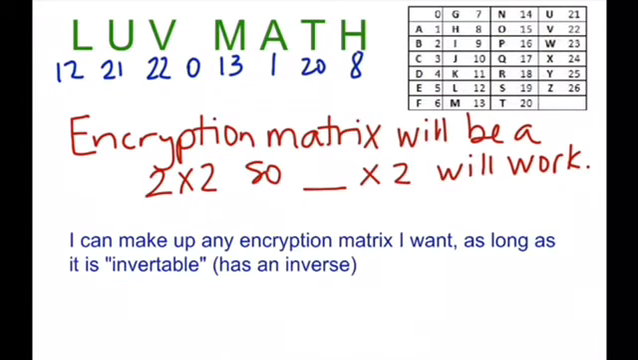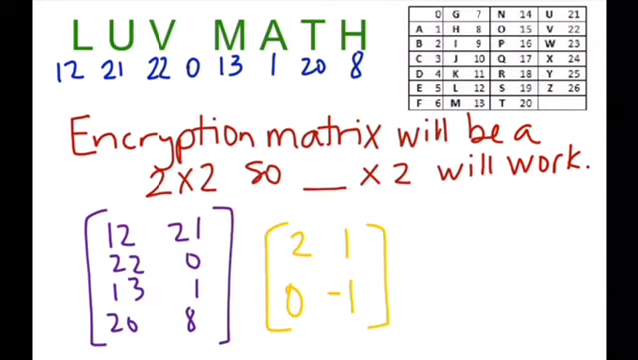The next thing is we are going to find an encryption matrix. Now I can make this up, you can make one up. An encryption matrix can be any matrix that you can come up with. It just has to be invertible, meaning it has an inverse. That means that it has to be a square matrix and the determinant cannot be 0. So you could make up any encryption matrix that you wanted. Now just so that we're all doing the same thing, I'm going to make up a matrix and we're going to use that.